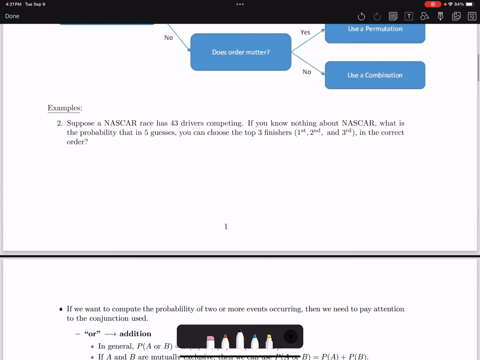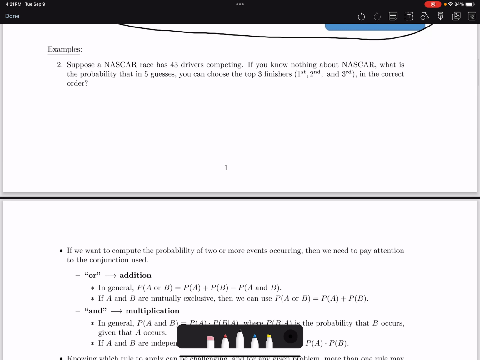So, for example, suppose a NASCAR race has 43 drivers competing. If you know nothing about NASCAR, what's the probability that in 5 guesses you can choose the top 3 finishers, first, second, and third, in the correct order?